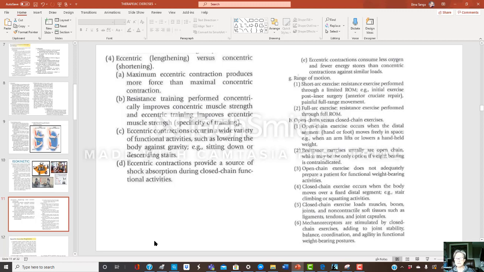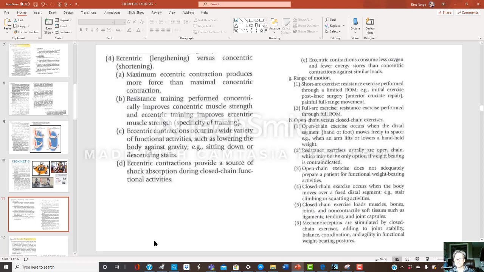Resistance exercises usually are open chain, which may be the only option if weight bearing is contraindicated. Open chain exercise does not adequately prepare the patient for functional weight bearing activities. Closed chain exercise occurs when the body moves over a fixed distal segment, for example, stair climbing or squatting activities.